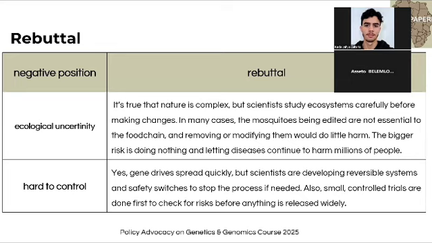Okay, thank you. For the negative position with CRISPR, with the Target Malaria case, we have ecological uncertainty. What does it mean? Ecological uncertainty means we don't fully know what will happen to nature if we change or remove a species. Nature is very complex, and a small change can have big, unexpected effects on the environment. For example, if we release gene-edited mosquitoes, we don't know how it will affect birds and fish that eat mosquitoes, other insects or plants that depend on mosquitoes, and the balance of the local ecosystem.